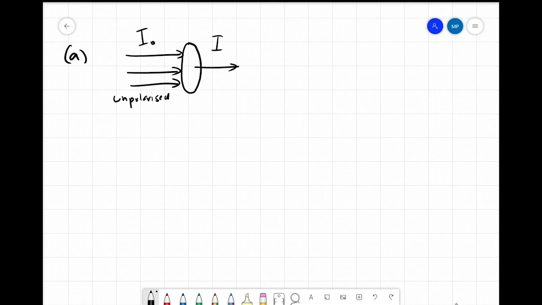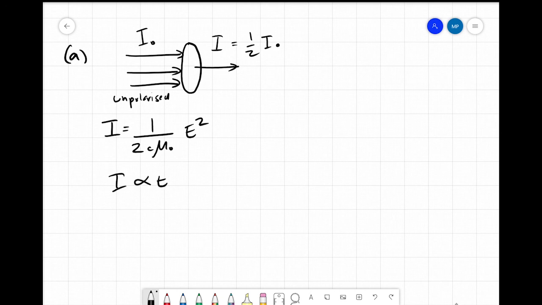And we know from our 1/2 rule that when you have unpolarized light incident on a filter, then the polarized light that is transmitted has an intensity that is half of the incident intensity, I naught. But in this question, we're not looking at intensity, we're looking at the amplitude of the electric field. So we have to remember this fact, that intensity is related to the electric field by this equation. So we can see here that intensity is proportional to E squared. So I can rewrite this in terms of E.